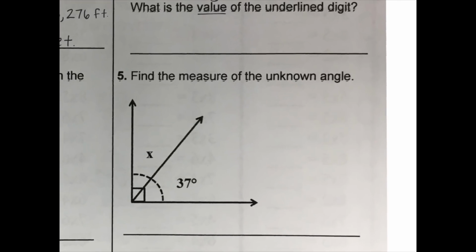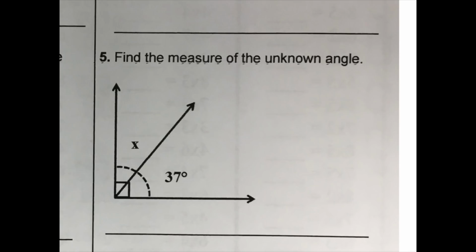Number 5, let's do this one together. It says, find the measure of the unknown angle. Underline unknown angle. If we hear unknown angle, that's the same thing as missing angle, which means subtraction, just like missing part. So let's see what we know in this problem. I know that this angle right here is 37 degrees. So that's a part that I know. I know that this angle here is angle X. This is my missing part. That's what I don't know. I'm trying to figure that out.